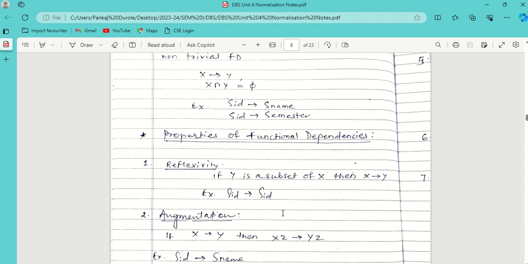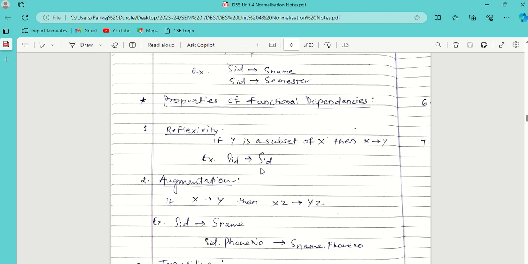Now, these are basic properties of functional dependencies which are going to help us in understanding the different normal forms and their conditions. The first property of the functional dependency is reflexivity. If Y is a subset of X, then X determines Y. This is called reflexivity. And every attribute will always determine itself, and every attribute is a subset of itself. So reflexivity always holds in this particular case.